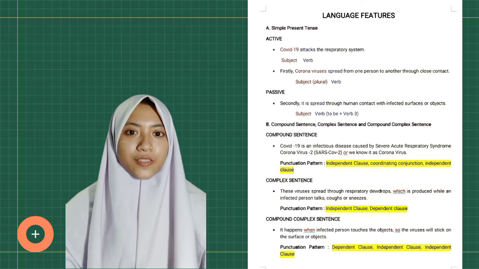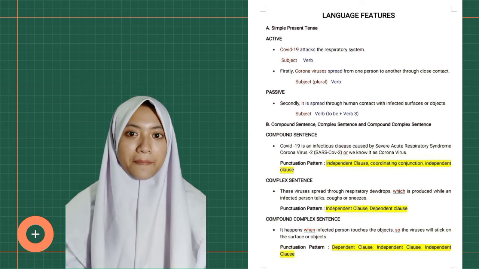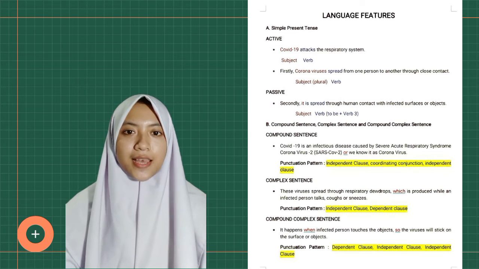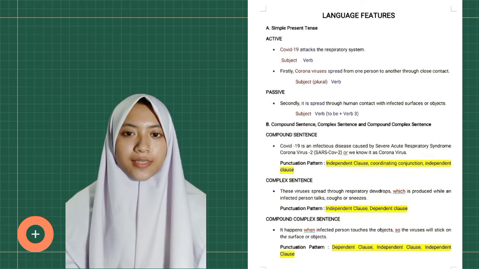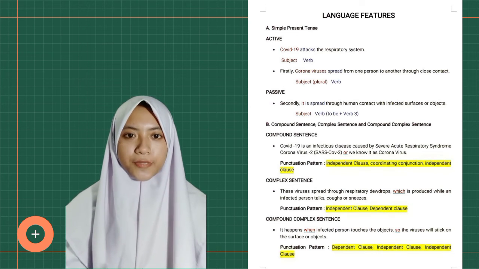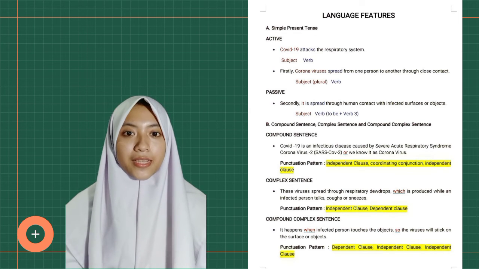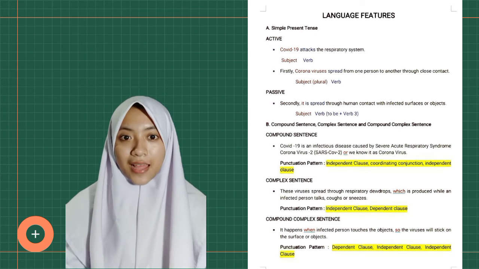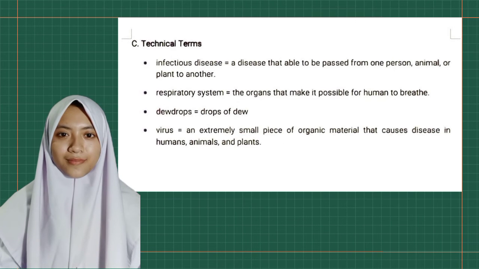And now let's discuss about compound complex sentence. The example, it happens when an infected person touches the objects, so the viruses will stick on the surface or object. The punctuation pattern is dependent clause, independent clause, and independent clause.